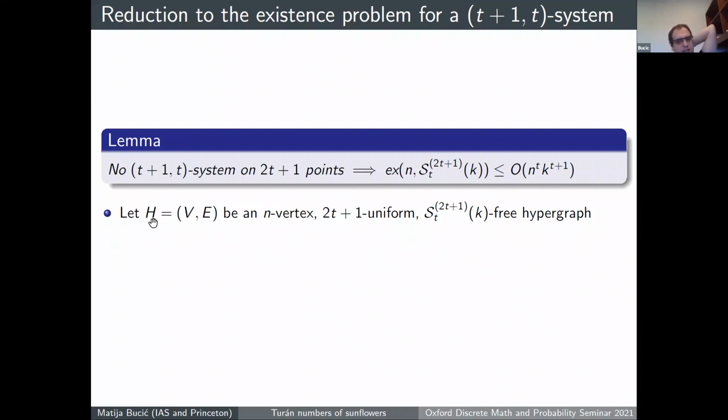We start with a hypergraph H, which has n vertices. It's 2t plus 1 uniform. It does not contain a balanced sunflower. And we're trying to show that it has at most this many edges. In the process, we are going to use the fact that these objects do not exist.